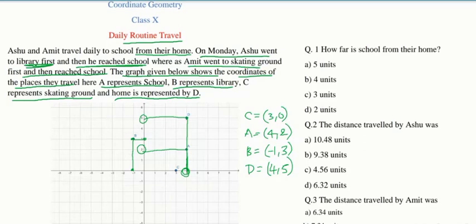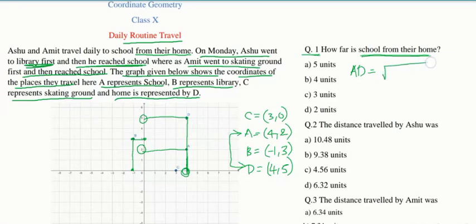Now follow the questions. Here 5 questions will be given to you. If you answer any 4, that's enough. So first question. How far is school from their home? What is school? School is A. What is home? D. So the distance from A to D we have to find. They are asking how far school is from the home, so you have to find AD.